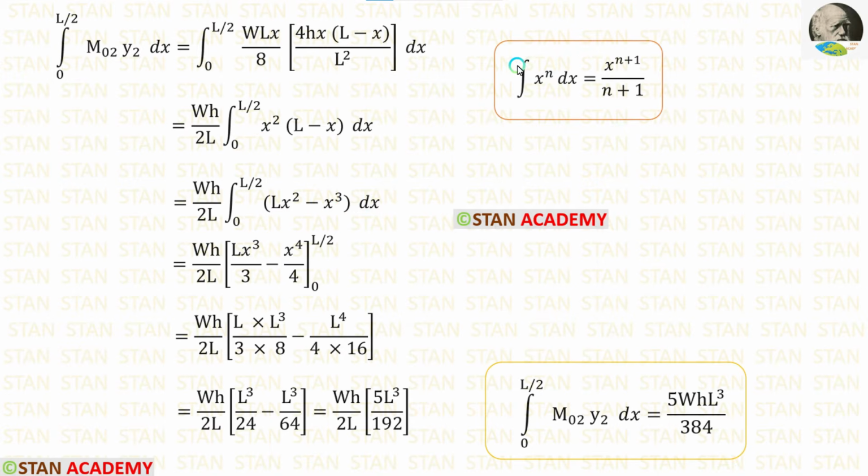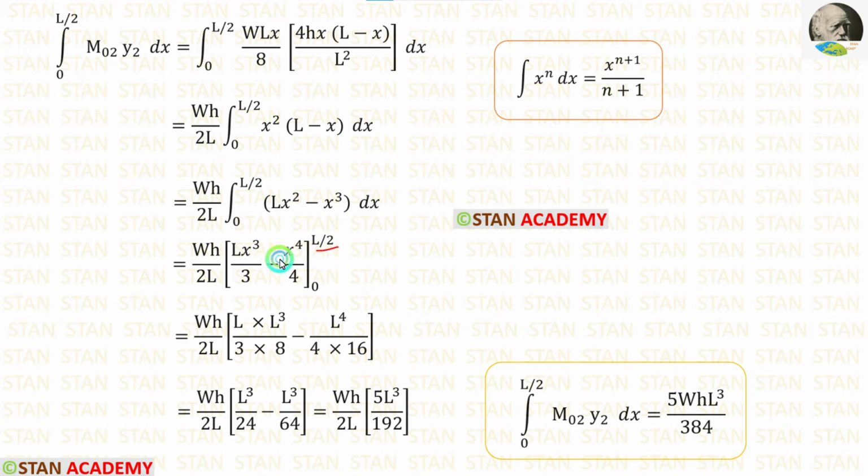Then we go for integration. We know the formula for the integration. Integration of x power n dx is equal to x power n plus 1 by n plus 1. When we integrate x square, we will get x power 3 by 3. When we integrate x cube, we will get x power 4 by 4. Now let's apply the limits. No need to apply the lower limit. When we apply the lower limit, the whole term will become 0. So only apply the upper limit L by 2.